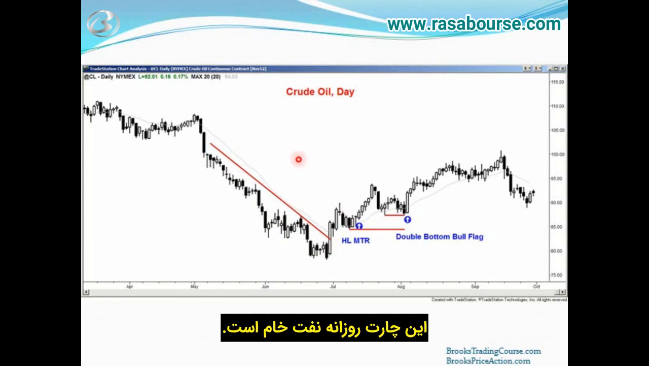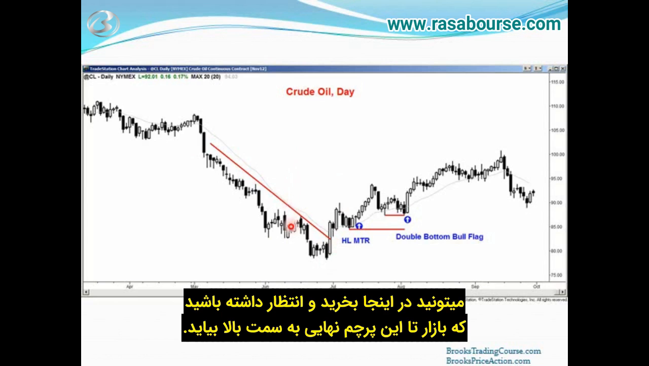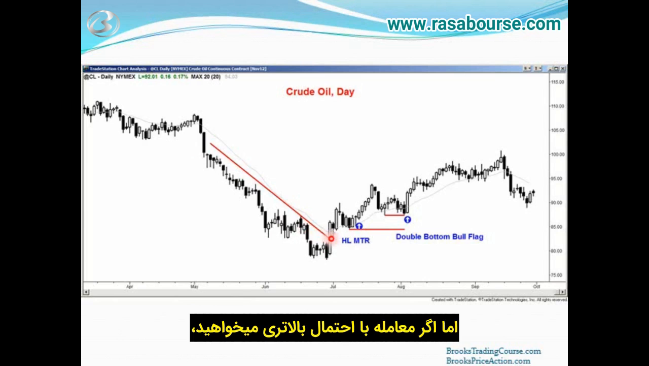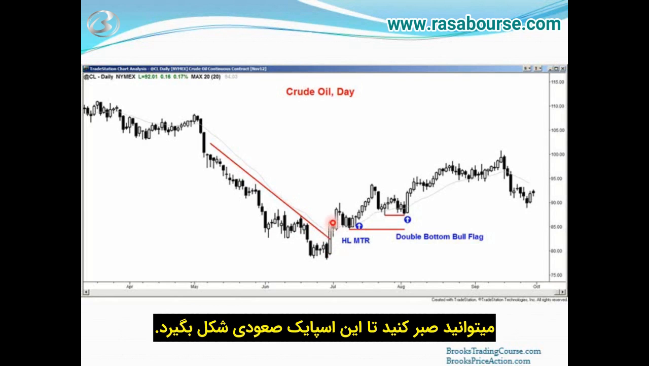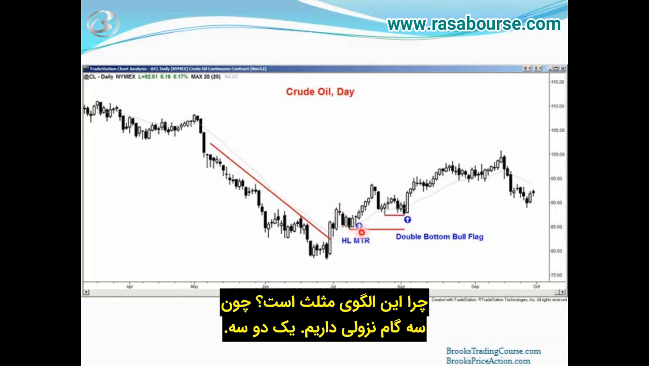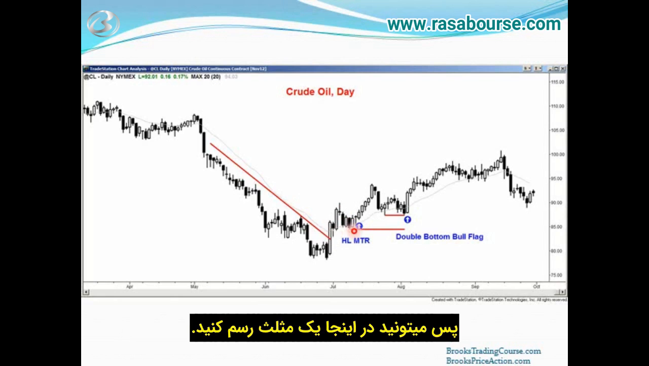Again, crude oil daily chart. So for me, although I think you probably could buy here expecting the market at a minimum to come back up into the final flag, if you want a higher probability trade, you can wait until you see this big bull spike and then another big bull bar and sideways into a triangle. Why is it a triangle? 3 pushes down, 1, 2, and 3. So you can draw a rough triangle.